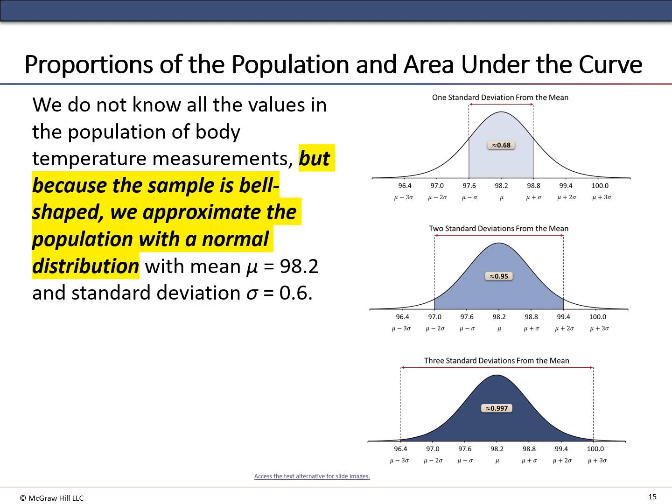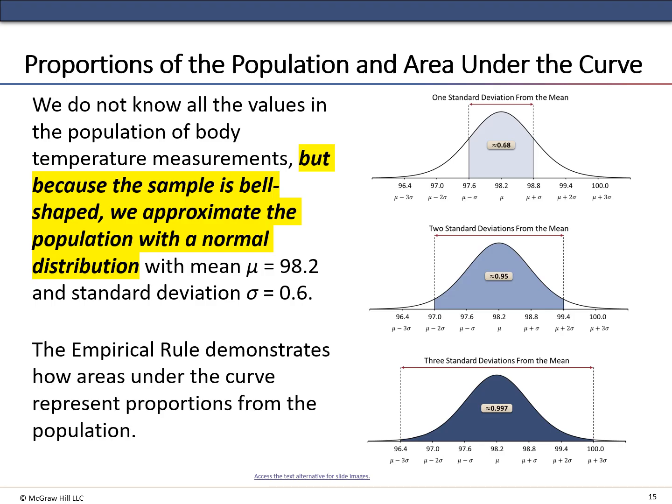We do not know all the values in the population of body temperature measurements, but because the sample is bell-shaped, we approximate the population with a normal distribution with mean equals 98.2 and standard deviation equals 0.6. The empirical rule demonstrates how areas under the curve represent proportions from the population. Here you can see the area under the curve is 0.68, 0.95 for 2 standard deviations, and 0.997 for 3.